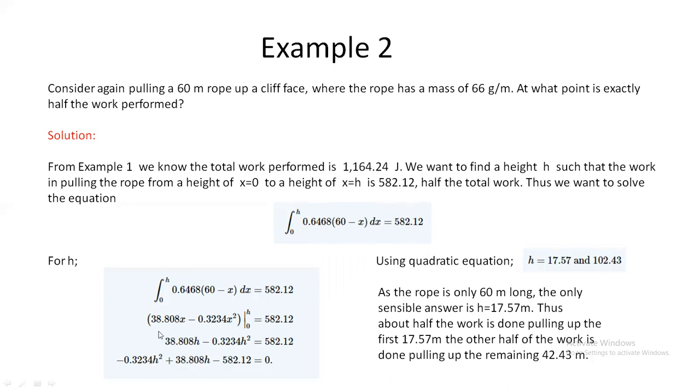You'll have 38.808x minus 0.3234x squared. So this becomes squared and it has to be divided by 2, giving you a 0.3234. Now limits are 0 to h. So these x variables here will be changed to h and equated to 582. As a result, actually, class, you have a quadratic equation, and all quadratic equations have two answers.